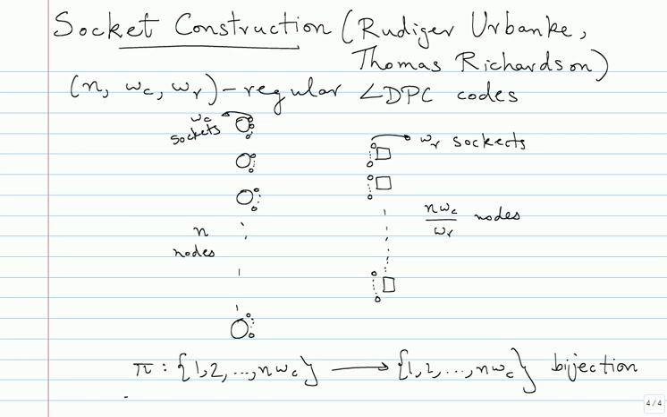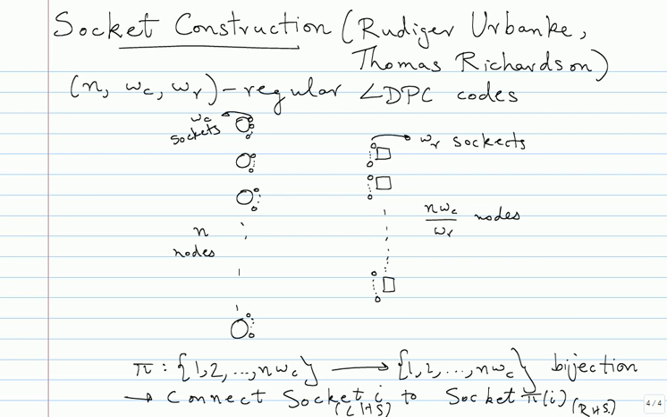So then what do I do? I connect socket i in the LHS, the left hand side, to socket pi of i in the RHS. That's it. That's my construction.